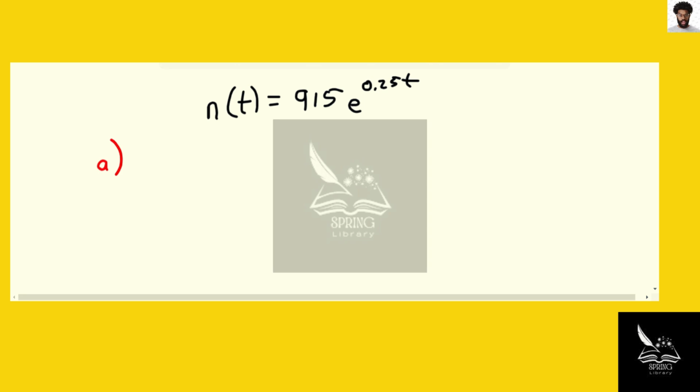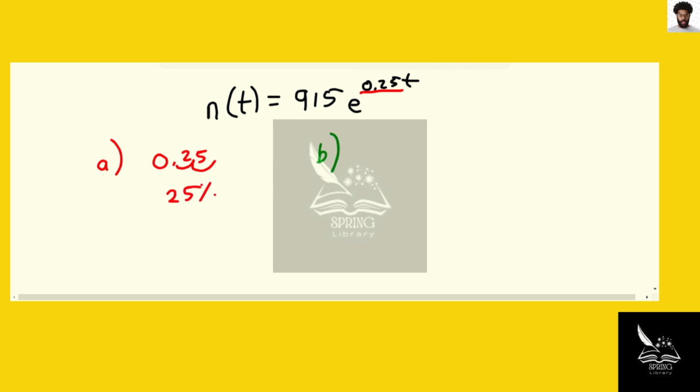Well, remember, this formula is in our exponential growth model. And so the rate that it's growing at is always going to be the coefficient of our t term. So we'd have 0.25, but we want to change this into a percent. So we move the decimal point 2 places to the right, so it'd be 25%. So that's our growth rate.